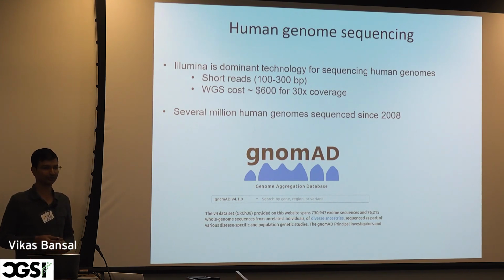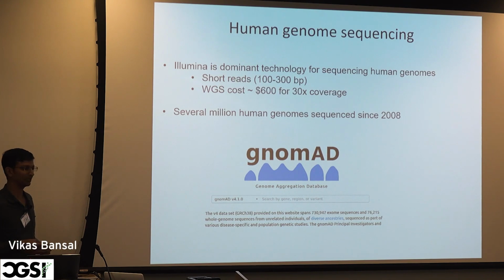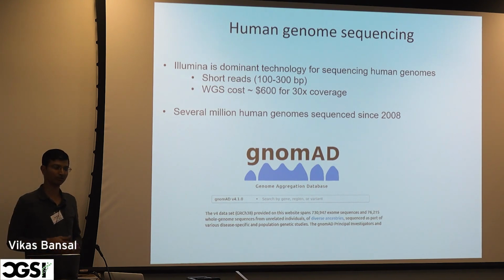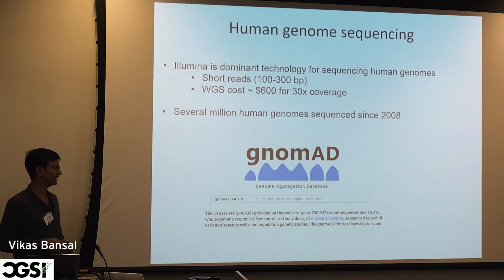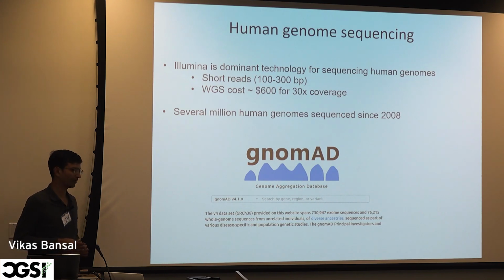And whole genome sequencing costs about $600 for a human genome at about 30x coverage. As a result, by some estimates, millions of genomes have been sequenced since 2008. And there are public databases available that have information from some of these genomes in the form of variants and their frequencies.